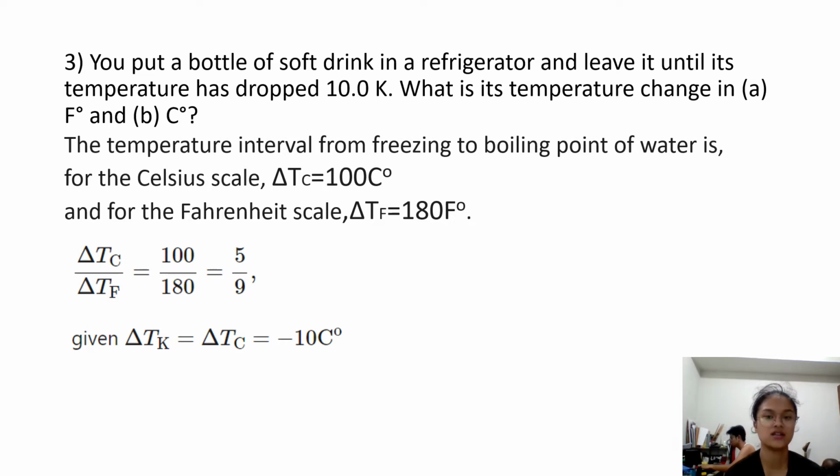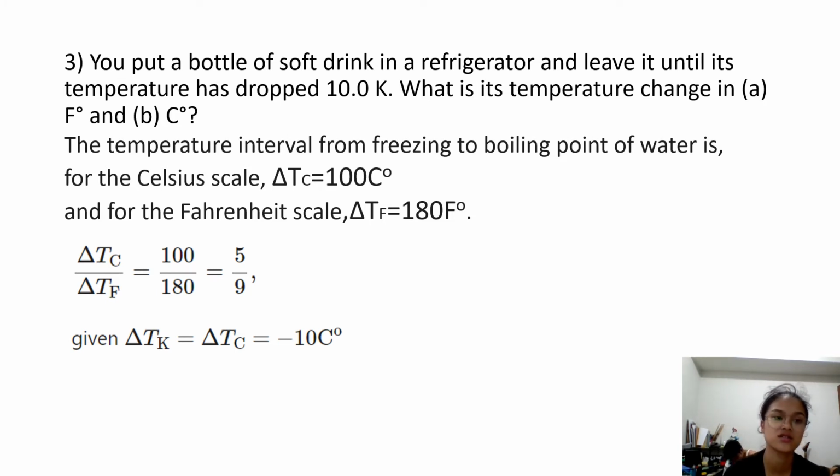So the temperature interval from freezing to boiling point of water is 100 degrees Celsius, and for Fahrenheit it's 180 degrees Fahrenheit. So we will divide the temperature in Celsius by the temperature in Fahrenheit. So that's going to be 100 over 180, which will be 5 over 9. So given that the temperature in Kelvin is equal to the temperature in Celsius, we will be getting negative 10 degrees Celsius.